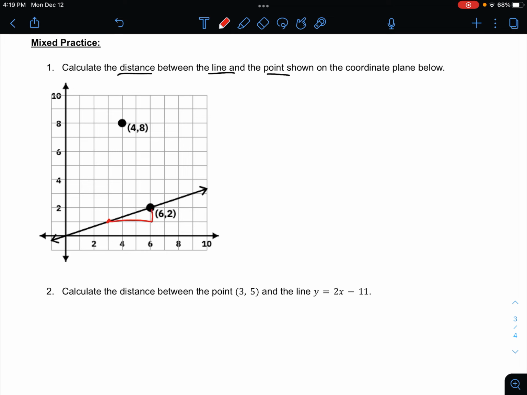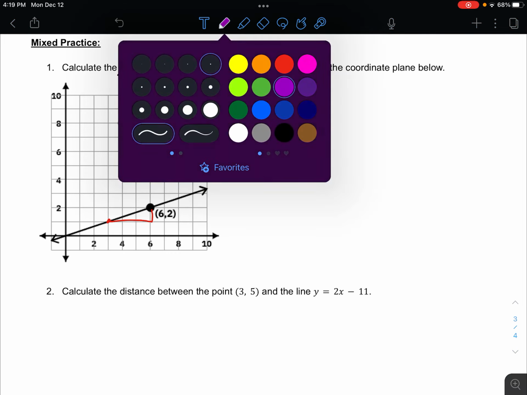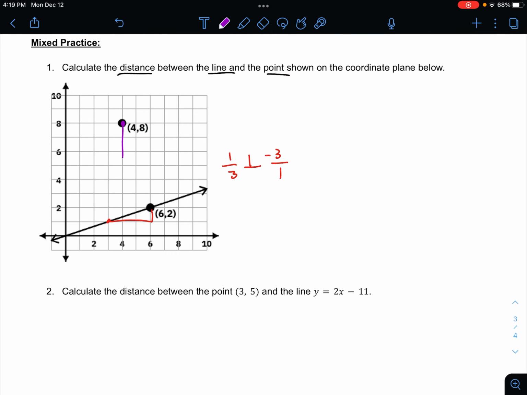The rise over run is 1/3, meaning that a perpendicular slope would be -3/1. Using that perpendicular slope, I can start at my point, down 3/1, down 3/1. We see that in fact it is this coordinate (6, 2). So we know that this segment is the shortest distance between the point and the line.